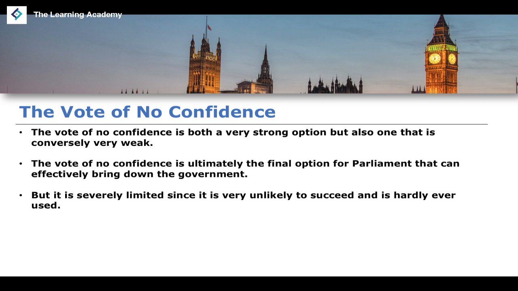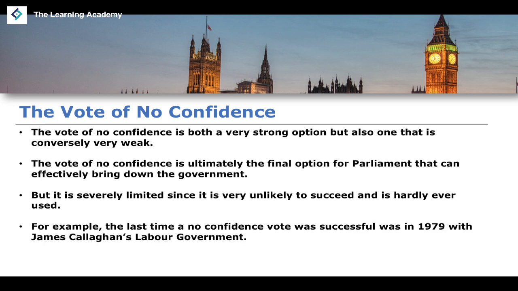But on the other hand, it is severely limited, since it is A, unlikely to succeed, and B, hardly ever used. So this is obviously a problem when, at the end of the day, this nuclear option is so rarely used, and if it is ever used is so rarely successful, then this provides a very weak option for the vote of no confidence.